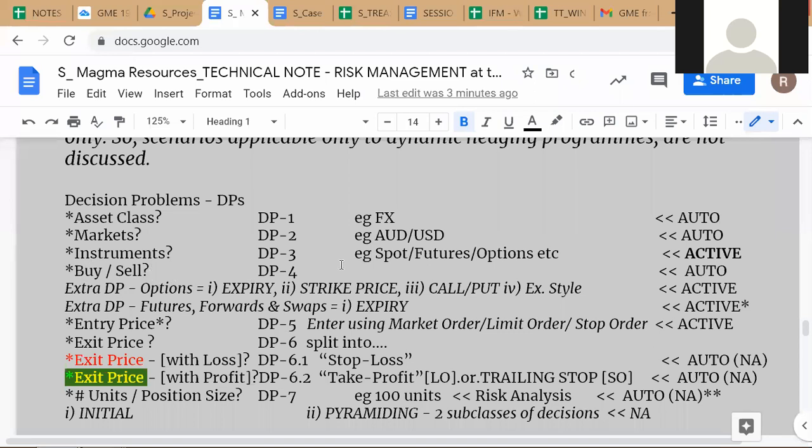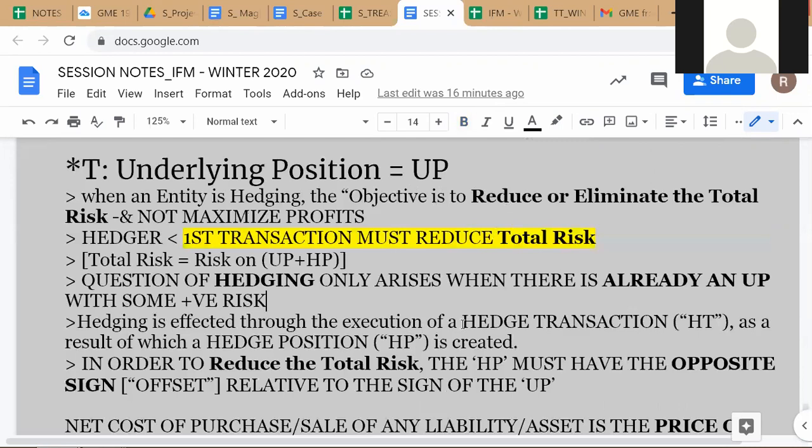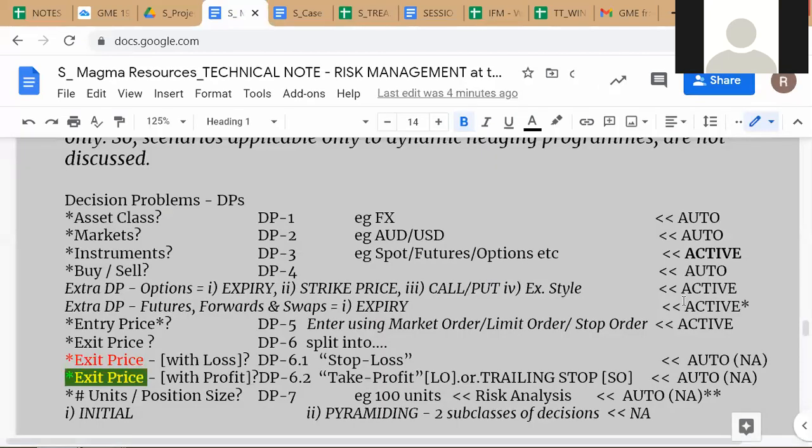It'll have to be a sale because a hedger must always reduce his risk. He reduces total risk with his first transaction. This is the rule that we discussed in the previous session. So I'm just recapping. This is all repeating actually, but these are important things since you're actively attending the classes live as well, so it does not hurt to have a little bit of repetition. If it was a purely asynchronous course where you would only listen to the video lectures, I would not be repeating all this stuff because it's already covered in the previous video. So DP4 is automatically solved.